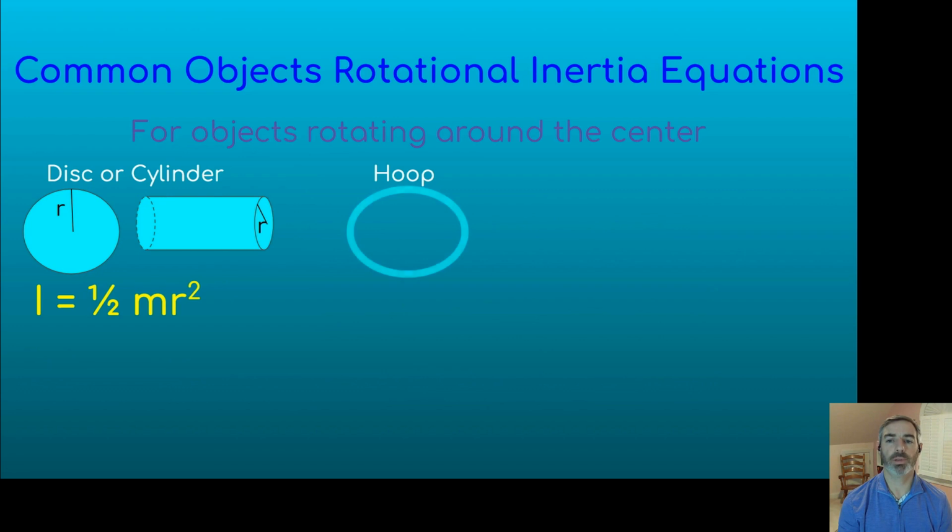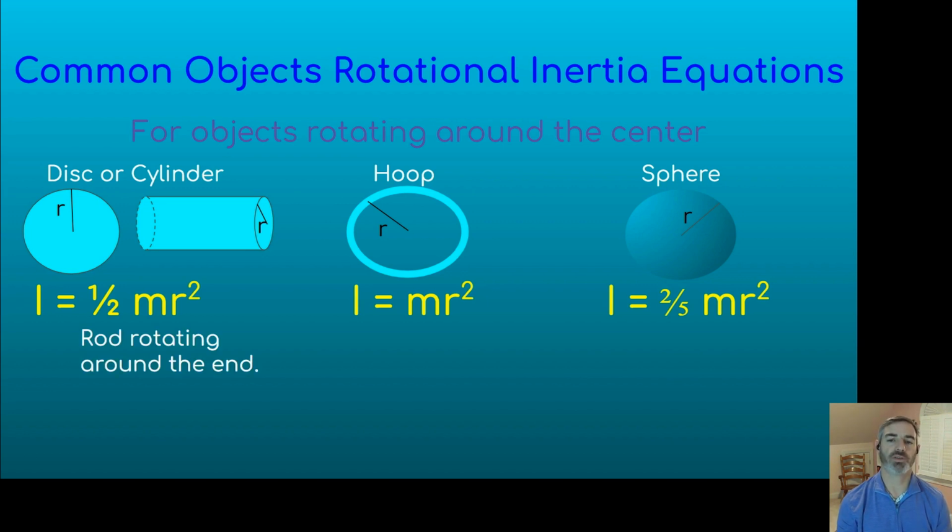Now, if we look at a hoop, like a hula hoop with a radius of r, all of the mass is concentrated at the same distance from the center. So it has the same equation as a point mass: I = mr². A solid sphere, like a bocce ball or a billiard ball, has a rotational inertia in terms of its radius of I = 2/5 mr².